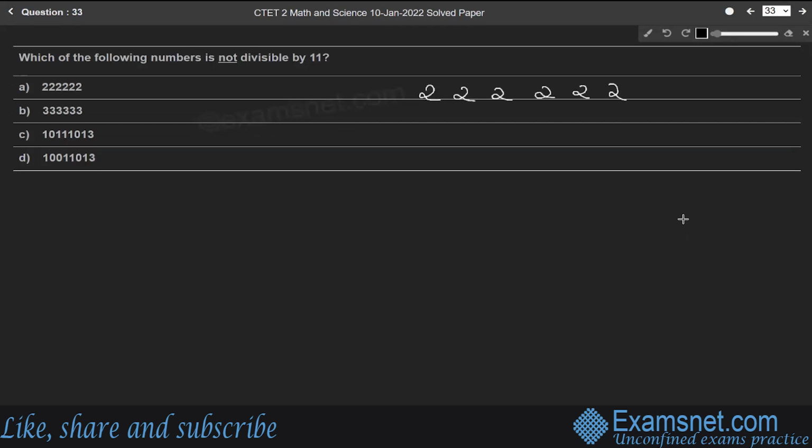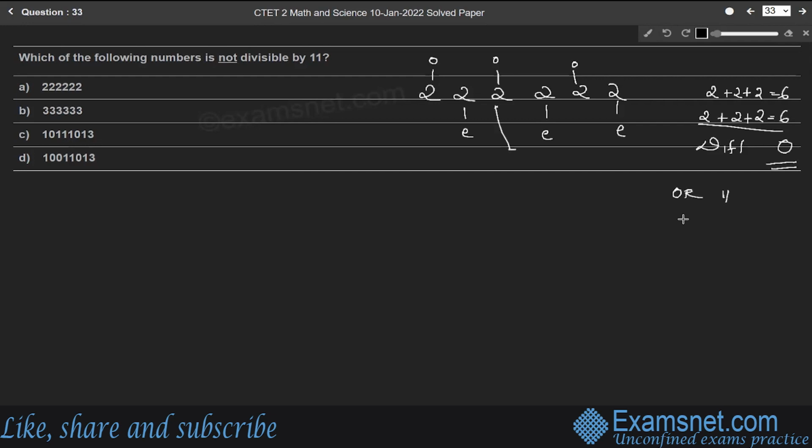So numbers in odd places are 2, 2, 2: first number, third number and fifth number. Numbers in even places 2, 2, 2. So sum of the numbers in odd places is 2 plus 2 plus 2, that is 6. And sum of the numbers in even places, 2 plus 2 plus 2, 6. And their difference is 6 minus 6, that is 0. So if this difference is 0 or 11, then the number is divisible by 11. Therefore, option A, 2, 2, 2, 2, 2, 2, is divisible by 11.